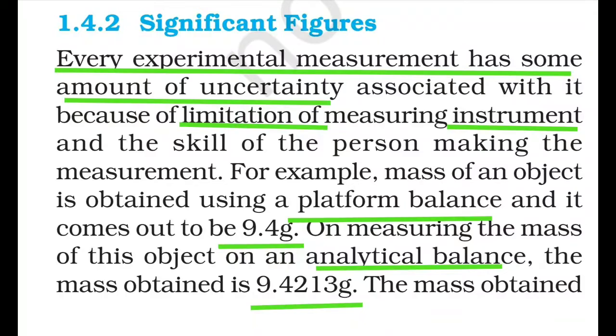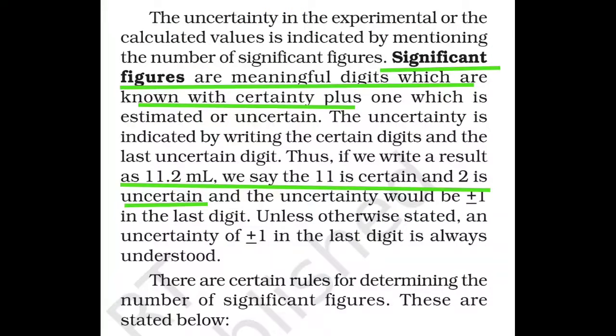Significant figures. Every experimental measurement has some amount of uncertainty, that is due to the limitation of the instrument. If we are using a platform balance and weighing out some substance, we get the answer 9.4 gram. But if we are going to use an analytical balance, which we use in the laboratory, then we can measure the exact value, 9.4213 gram.